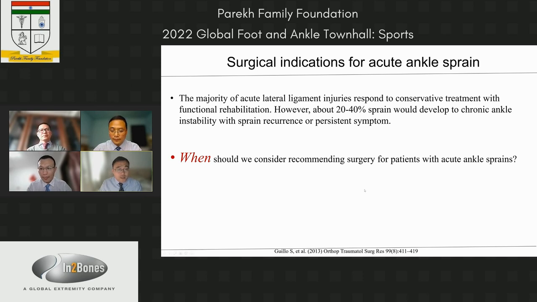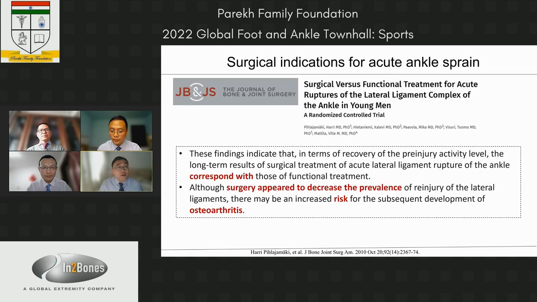So when should we consider recommending surgery for patients with acute ankle sprains? In this RCT study published in JBJS, they studied surgical versus functional treatment for acute ruptures of the lateral ligament complex of the ankle in young men. They found that in terms of recovery of re-injury and activity level, the long-term results of surgical treatment of acute lateral ligament rupture of the ankle correspond with those of functional treatment. Although surgery appeared to decrease the prevalence of re-injury of the lateral ankle ligaments, there may be an increased risk for the subsequent development of osteoarthritis.